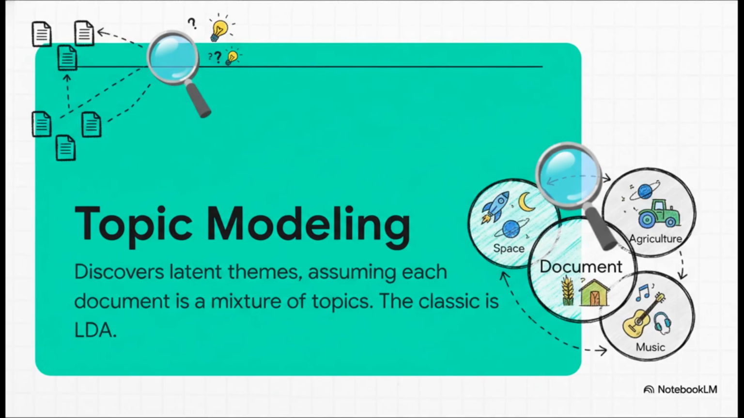Topic modeling, though, is a different beast. It's all about discovery. The classic algorithm, latent Dirichlet allocation, or just LDA, starts with the assumption that every single document is a mix of underlying themes. It works by finding words that tend to show up together. So if it sees rocket, orbit, and moon appearing together across a ton of documents, it cleverly figures out there's probably a hidden topic here, something we might call space exploration.